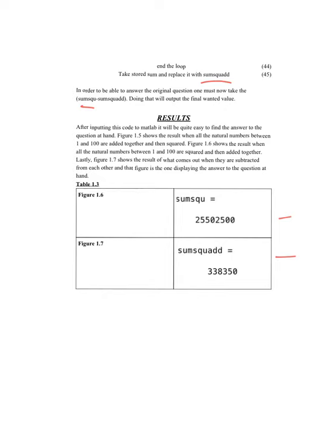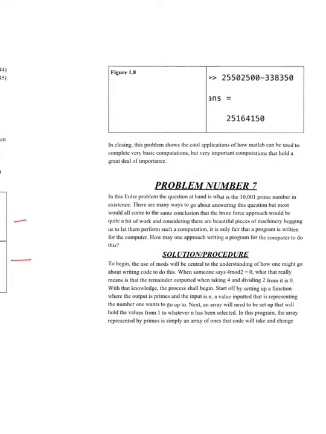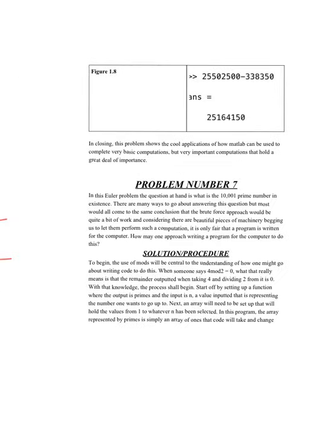That number's pretty big. It looks like it's 25,502,500. And then we see that when we take all the natural numbers between 1 and 100 and square them each go round and add them together, we get 338,350. And then figure 1.8 shows the difference between those two values.